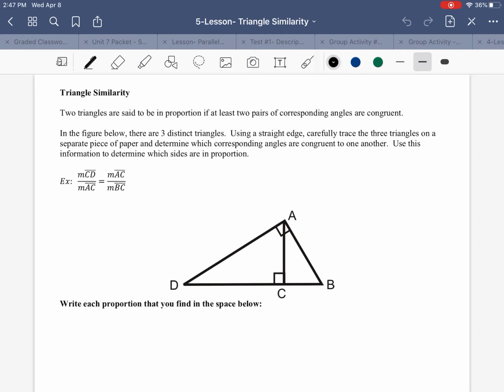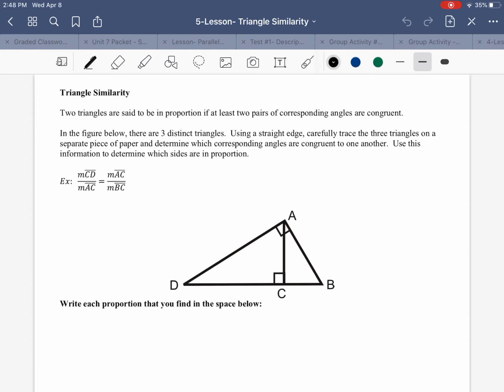All right, so there's a little activity here. You can do it on your own. It involves you just getting a pair of scissors and a ruler and a piece of paper and tracing this figure, cutting it out, and identifying the sides and angles that are in proportion to one another. There are certain angles that should be congruent to one another, so corresponding angles should be congruent. The sides, though, should be in proportion to one another.